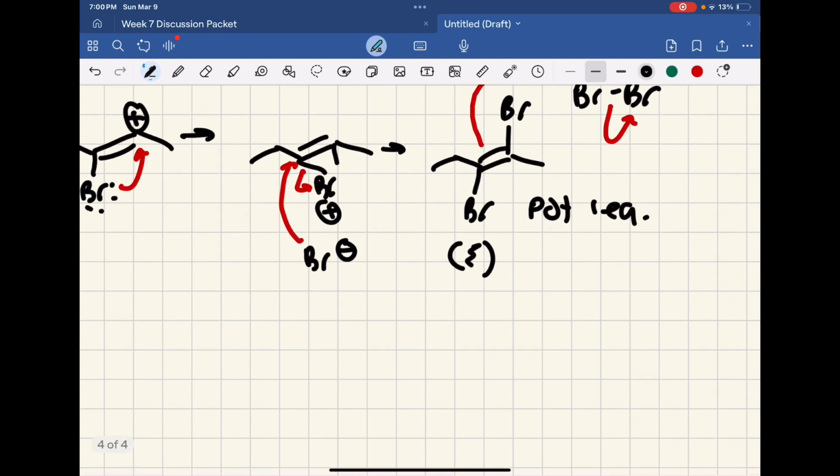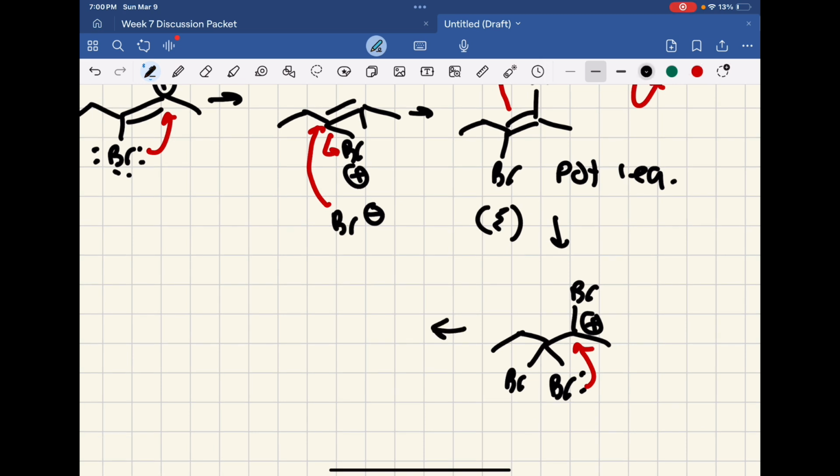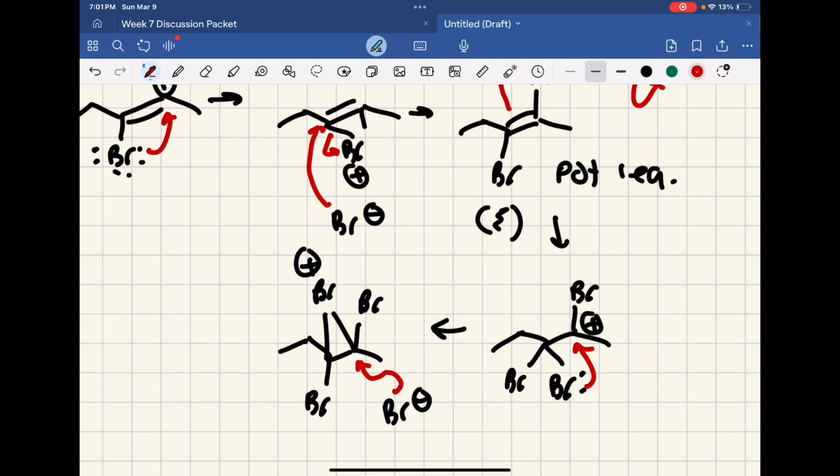We form, again, an even more strained intermediate. The bromine lone pair can lean over and form another bridge. So the intermediate is something that looks like that. And remember that anion we just generated can come in and form the other vicinal dihalide.